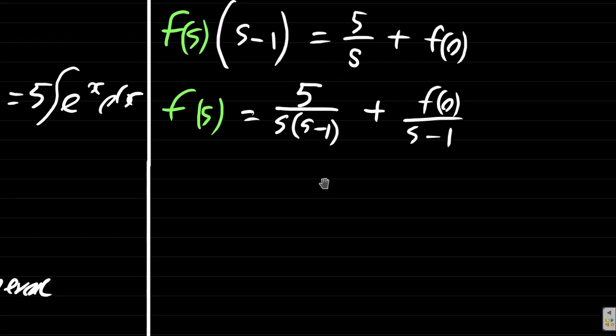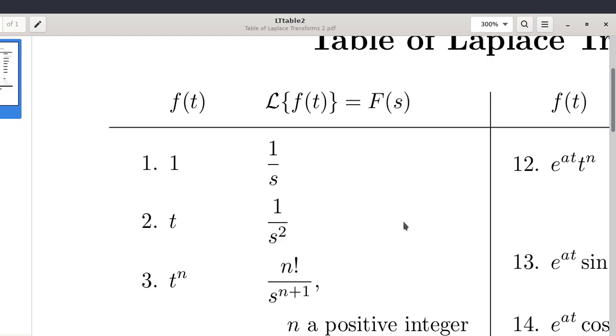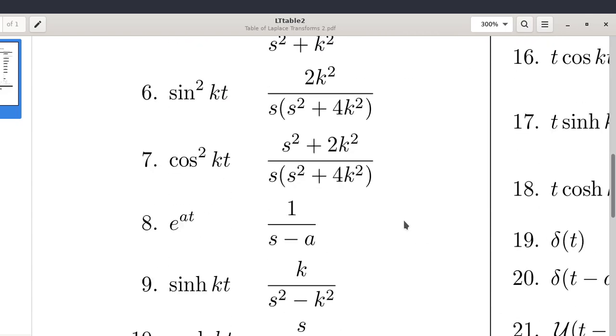Now, let's break these things up into partial fractions. Well, the f of 0 over s minus 1, that's okay. If we look at our Laplace transform table, this is like 1 over s minus a. It would fit this one, s minus a.